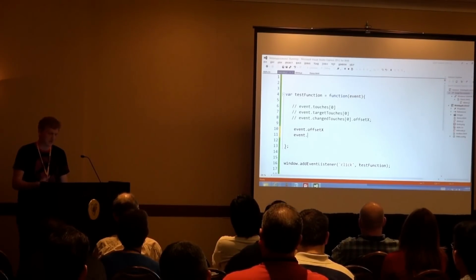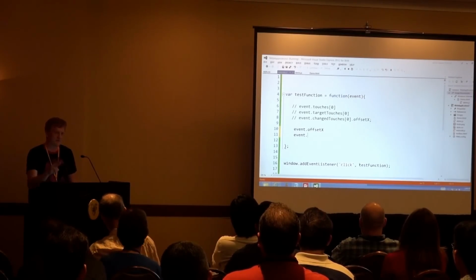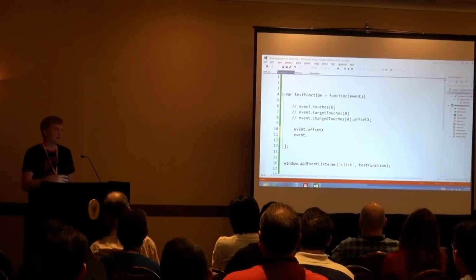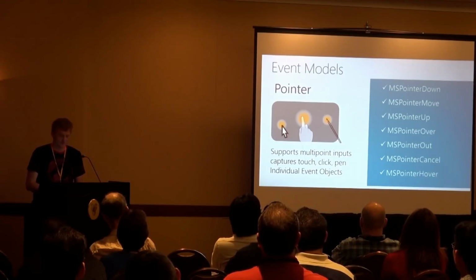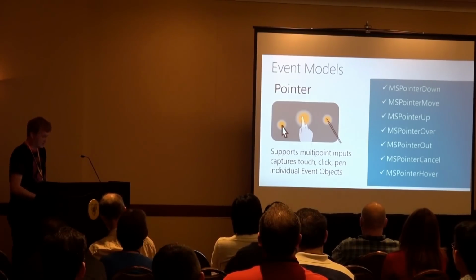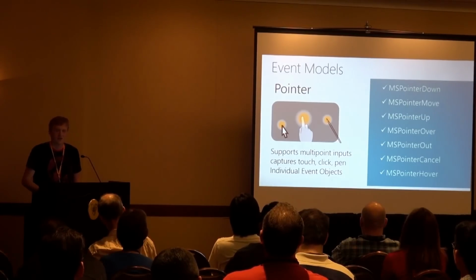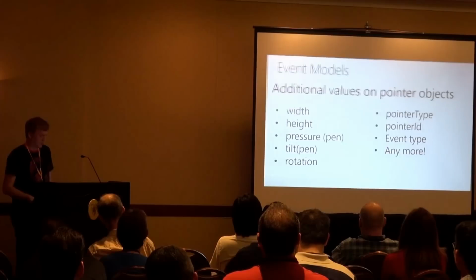So if you have an attach event with this function called test function on it, if I have 3 fingers on the screen, it'll fire that function 3 times. It would just be like 3 different mice on the screen. So if you know how to use that model, then you're going to know how to use pointers. It follows the same pattern of our click event model, but it supports multiple touch points.